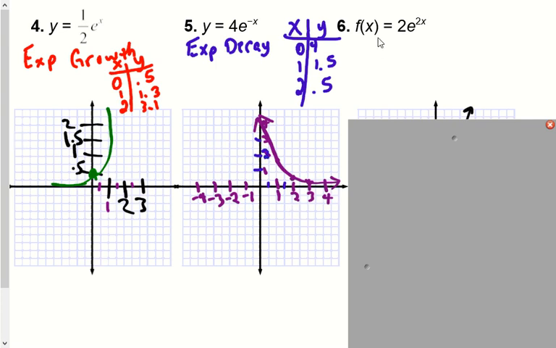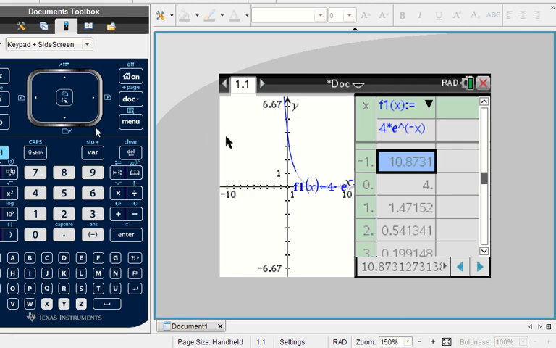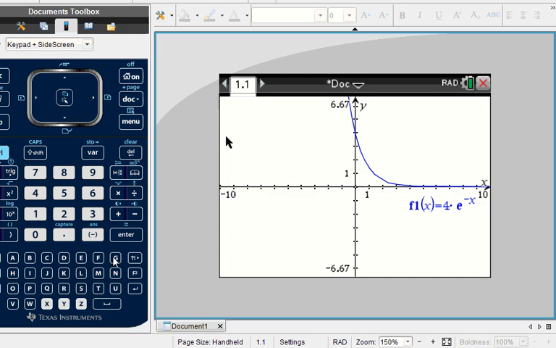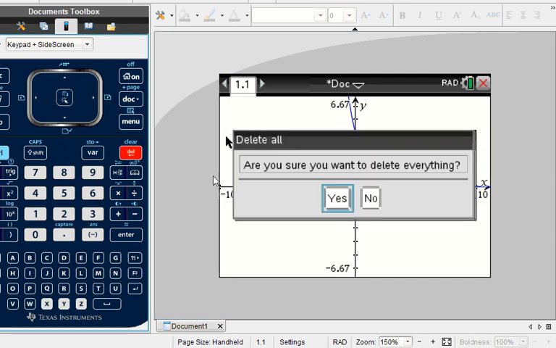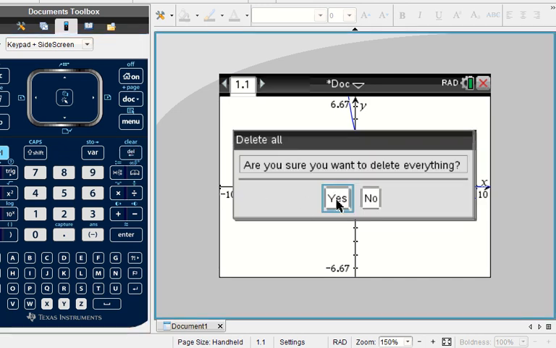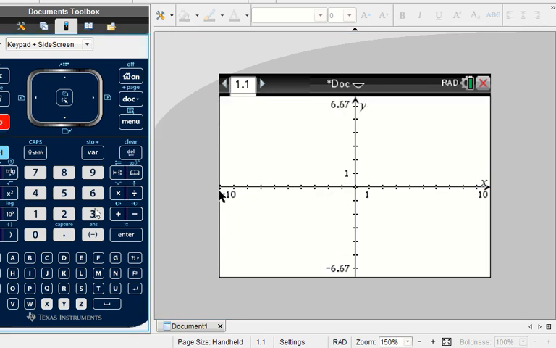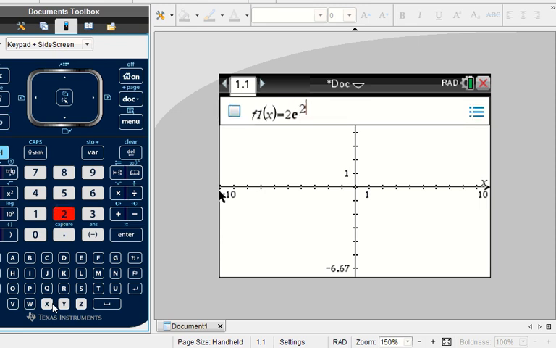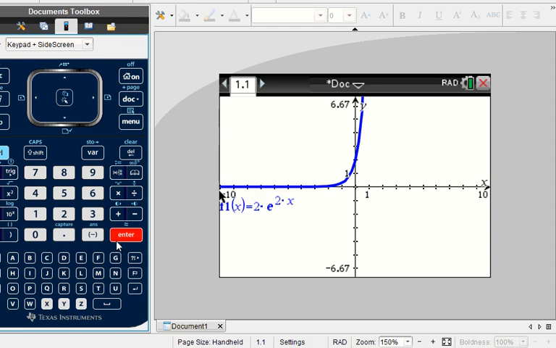All right. Number 6, f of x equals 2e to the 2x. So 2x up here is positive. That's going to give us an exponential growth. Let's plug that into the calculator and get a table. For this one, we're plugging in 2. This calculator doesn't like me today. 2e to the 2x. There's your growth.